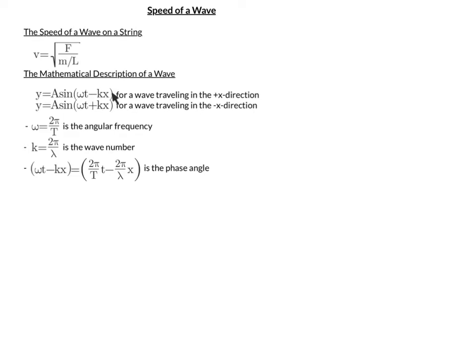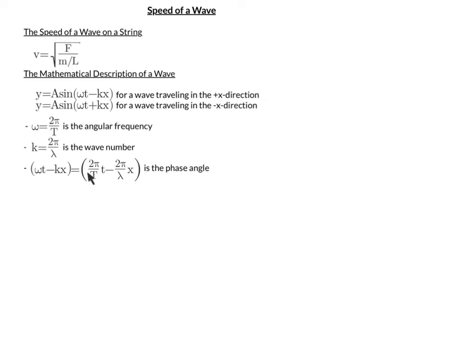So then this entire thing here, omega t minus kx, can be rewritten as 2 pi over period times time, minus 2 pi over wavelength times x. And it is called the phase angle. Now, it's an angle, so it shouldn't have units.